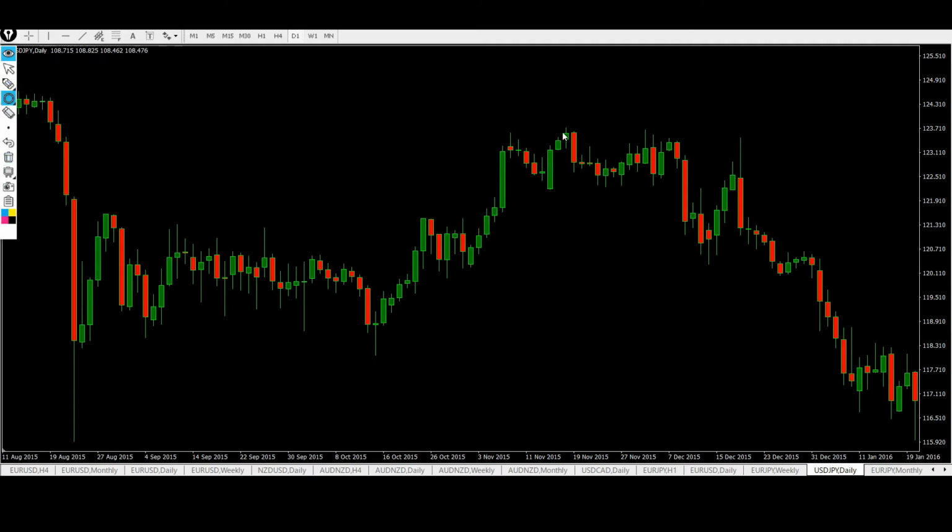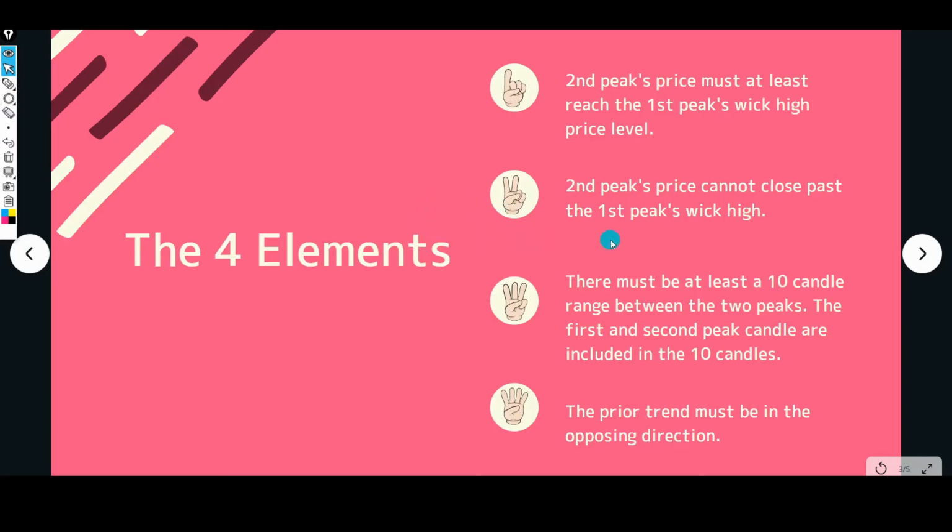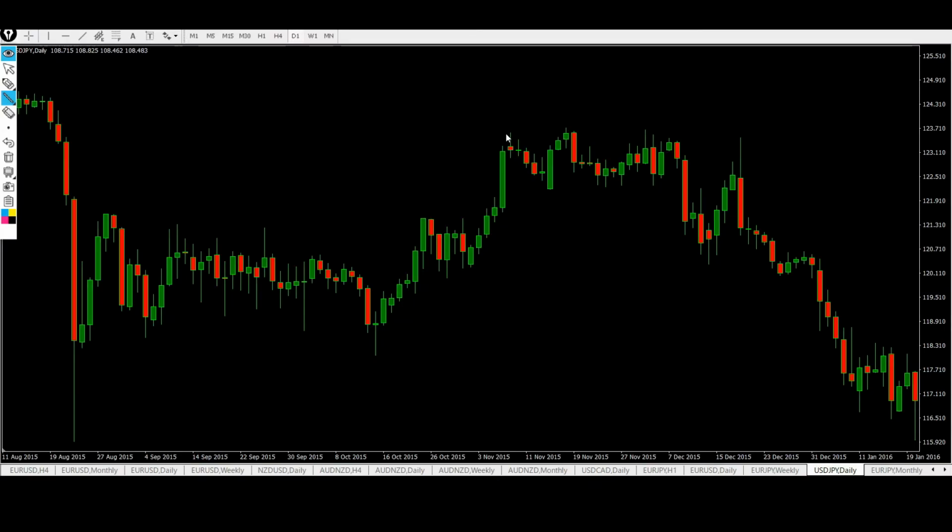Alright, so the second peak's price must at least reach the first peak's wick high price level, which is right here. And in this case, the second peak did reach that price level. So we clear number 1. Let's go on to number 2. Alright, number 2. The second peak's price cannot close past the first peak's wick high. Alright. Now that wick high price level is right here. And we did not get a close above that wick high price level. So we clear number 2 also. Okay, let's go on to number 3.